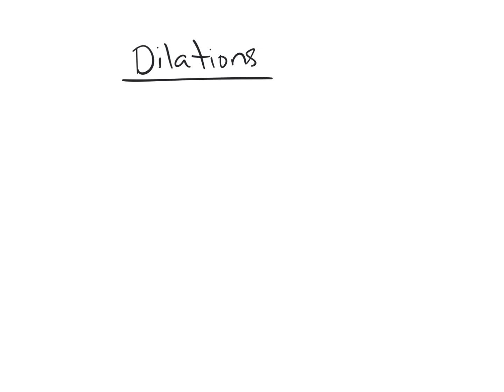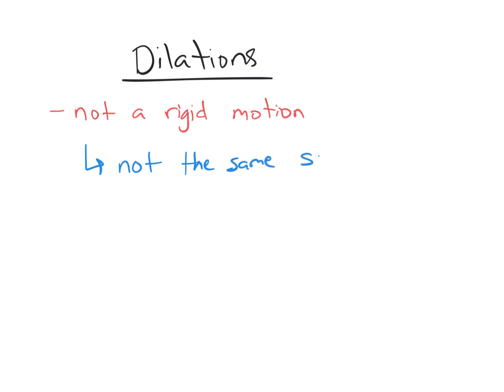So is a dilation a rigid motion? No, not a rigid motion. Why is it not a rigid motion? Because it changes the size. However, the shape is still the same. So it's not a rigid motion because it is not the same size, however it is still the same shape. Dilations are kind of the oddball out of the 4. The other 3 are rigid motions. Dilation is not a rigid motion.